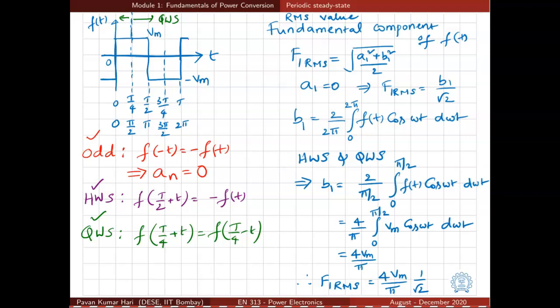Then from 0 to π/2, this function has constant value Vm. So by substituting that value in the place of f(t) and carrying out the integration and applying limits, we can show that the RMS value of the fundamental component of the square wave is 4Vm/π times 1/root 2. So that is how the calculations get simplified by the use of waveform symmetries.